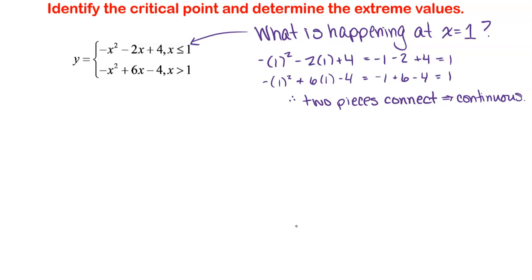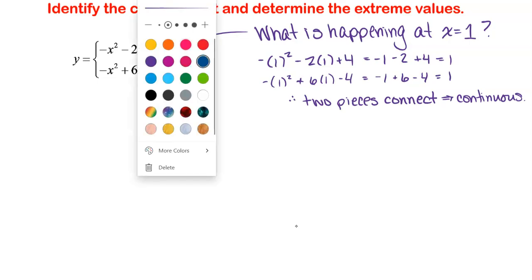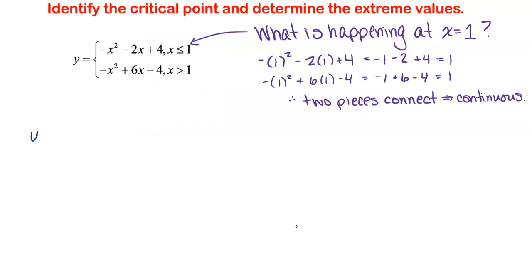The next thing I want to know is what's happening with the derivative. Just like if you were following our basic 3 steps, first find the derivative, then think about the critical points, and then analyze them. I'm going to find the derivative of both sides of this function. So y prime is going to be negative 2x minus 2 and negative 2x plus 6.